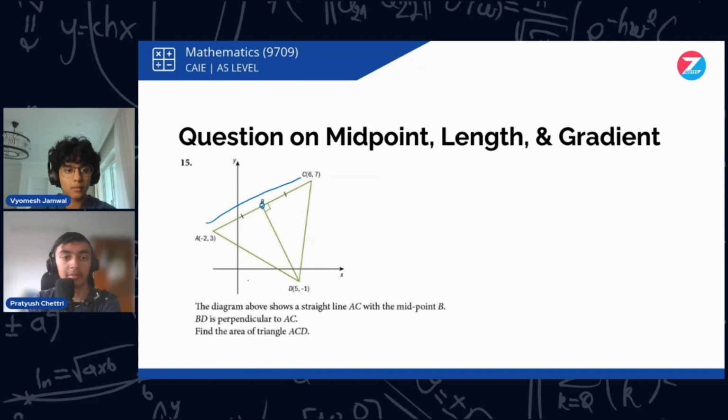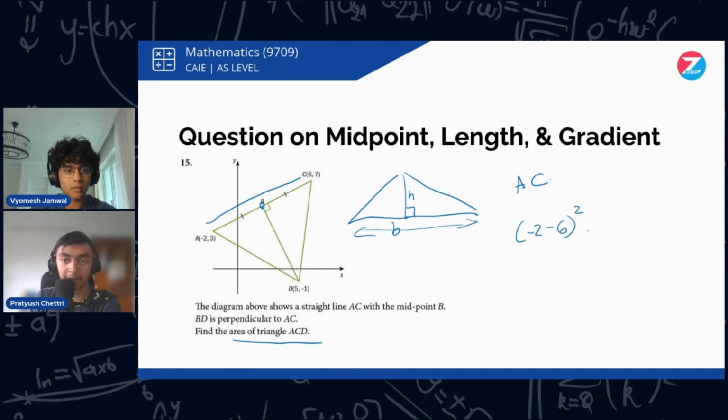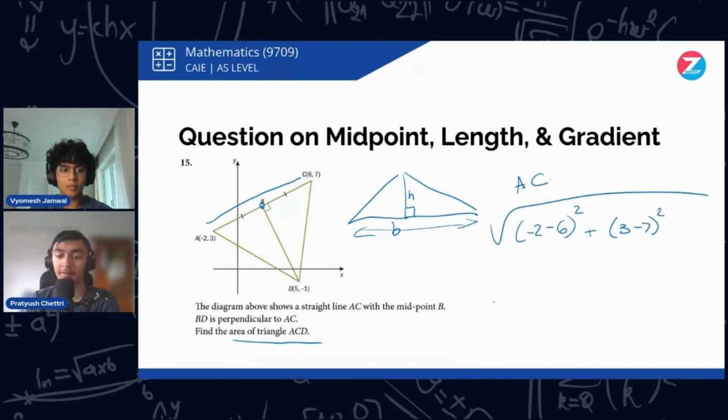So what this means, if it's just a triangle, right? That's the height, that's the base, this long one, and we need to find the area. How do we do that? First, we need to find the length of the base, which is A to C, and for that, it's simply minus 2 minus 6 whole square plus 3 minus 7 whole square, square root of the whole thing. That's the length of AC, which comes out to 8 squared plus 4 squared, about 4 root 5.